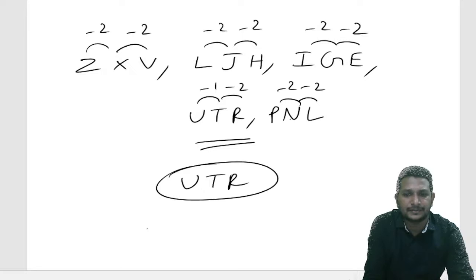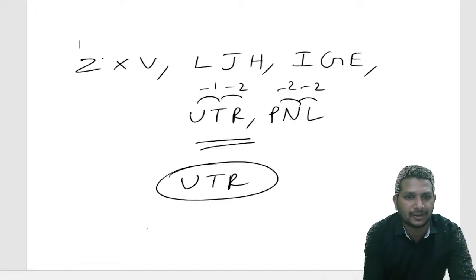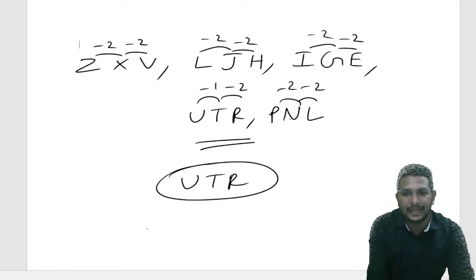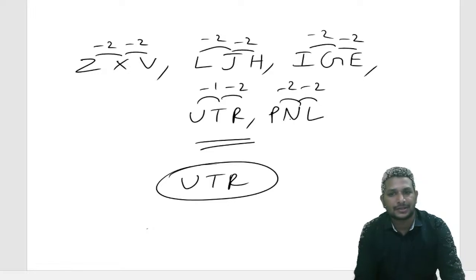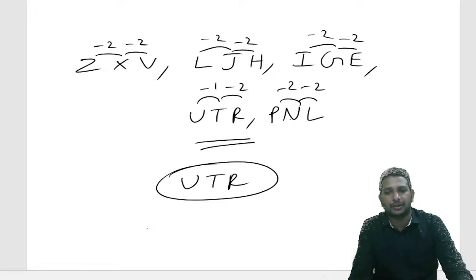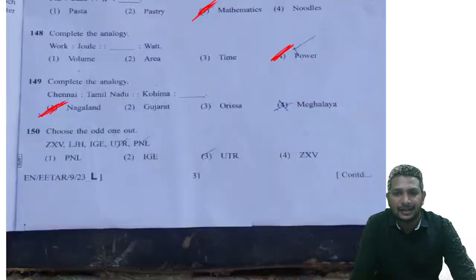Okay. If you look at this carefully, the letters are being skipped by just two letters, right? Minus 2, minus 2, minus 2. They are going backward by two letters. So except option UTR, all are satisfying the common logic. So the odd one out is what? UTR. So the answer for this question is option 3. Option 3 is the correct answer.